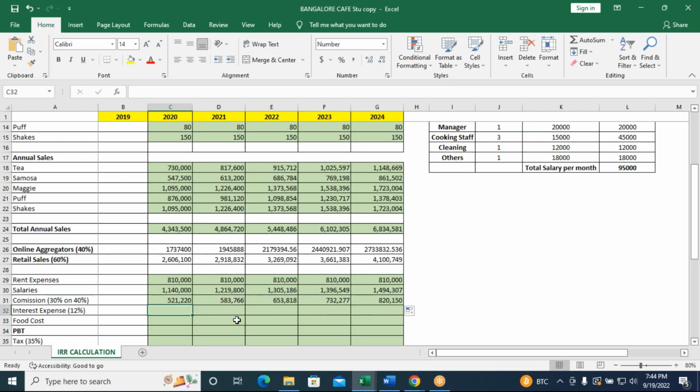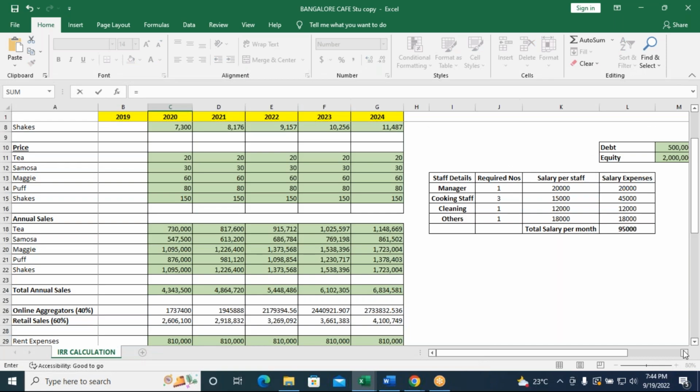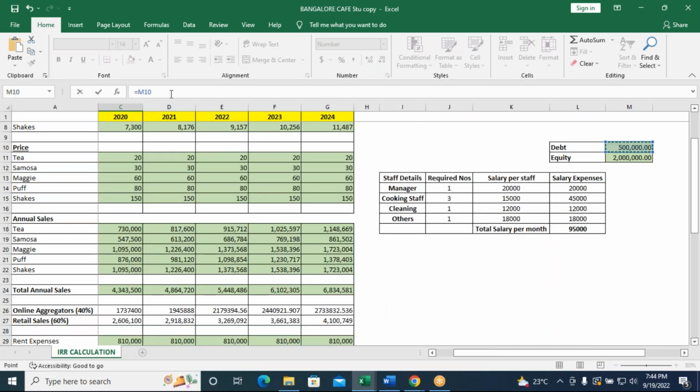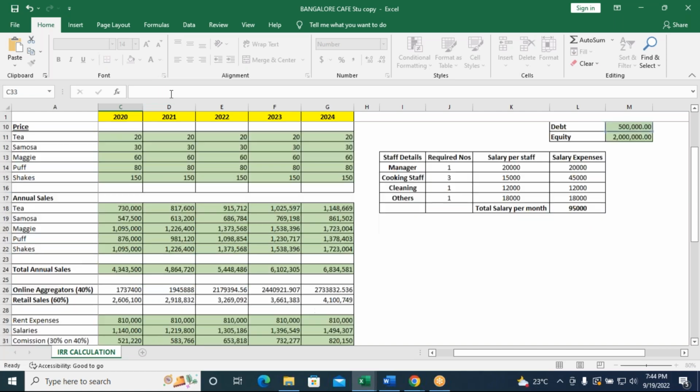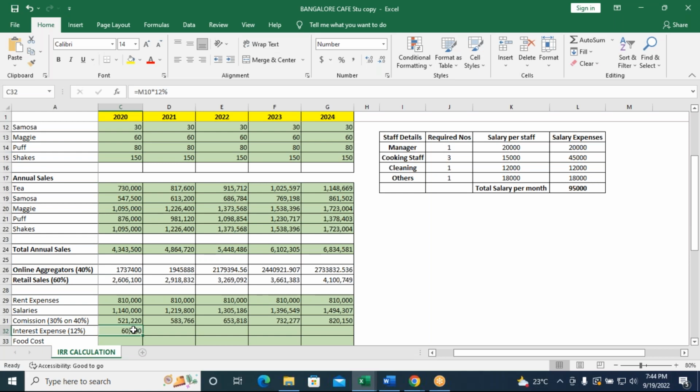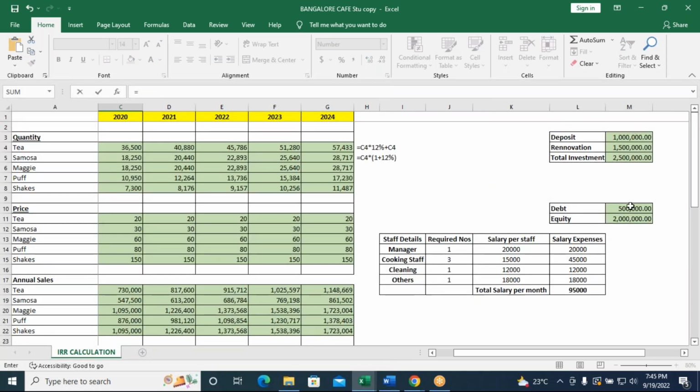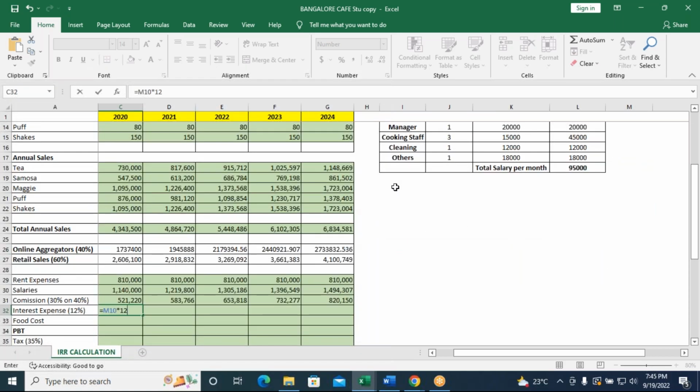Next, interest expenses. Interest expenses will be on the debt amount at 12%, so select the debt amount, 5 lakh, into the 12% rate of interest. Is there any hike in this interest rate also? Here we put the debt amount initially when we were calculating. So I'll select the debt amount into 12%. Enter. There are no changes in this, it is going to remain the same. So I'll select this and drag it.